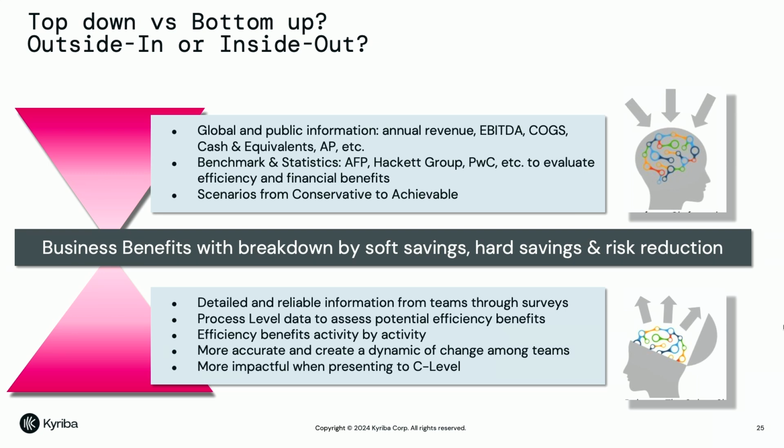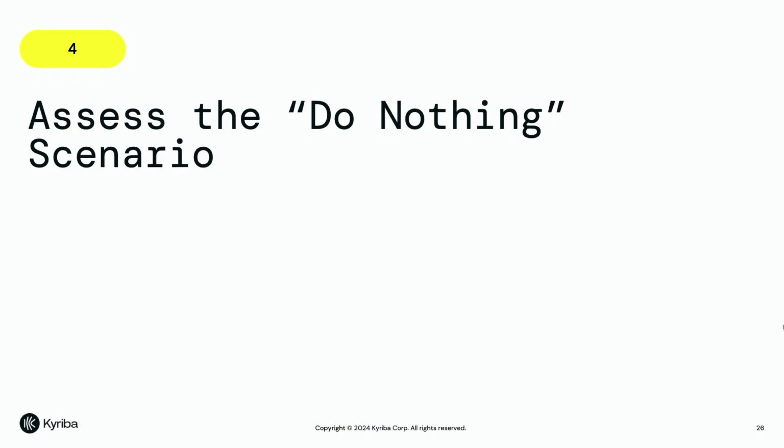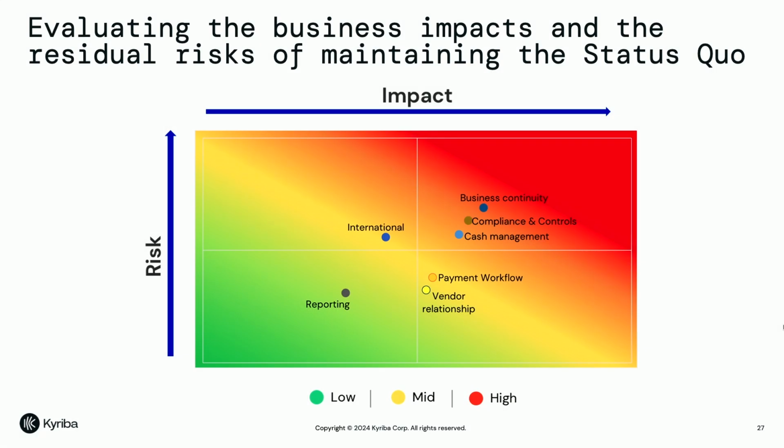And now the last one is, okay, but why should I do my project now? And this is what we call the assess the do nothing scenario. What are the impact if I do nothing? So sometimes we call it also a risk and threat analysis. This is the name we have internally, the RTA.